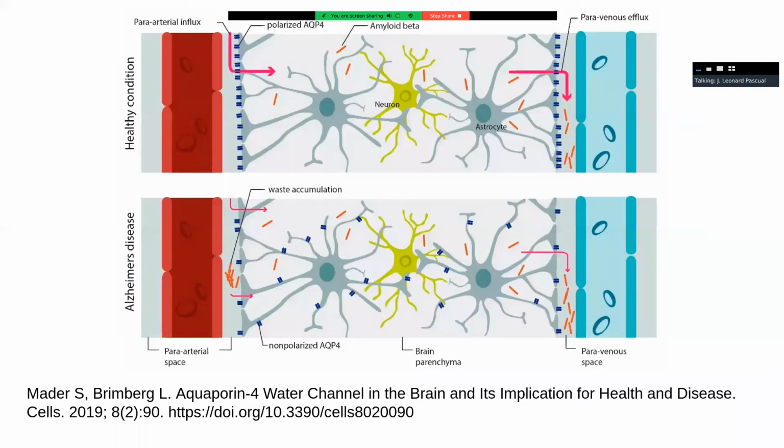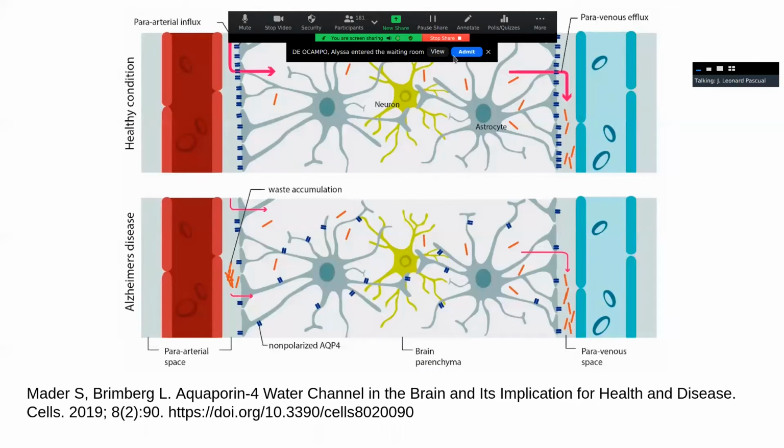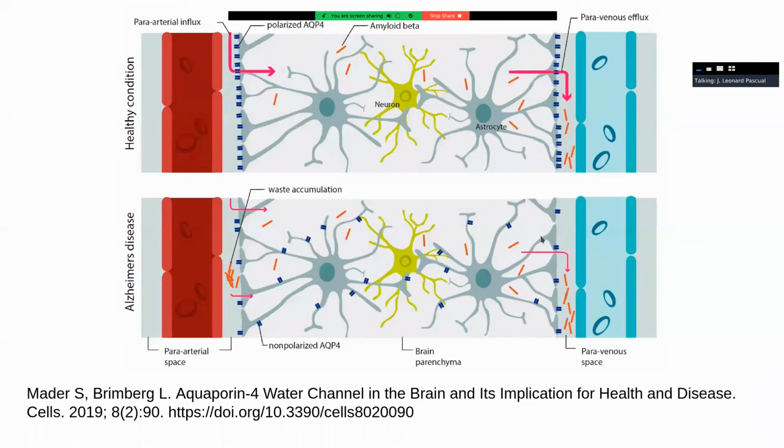Okay, so this is just a picture of a normal brain, a normal astrocyte with normal aquaporin 4 channels. And here is when those aquaporin 4 channels are disordered, meaning they are not normal anymore. So this case is what we see in Alzheimer's disease, which may be a reason why that waste is not allowed to be cleared from Alzheimer's disease brains.